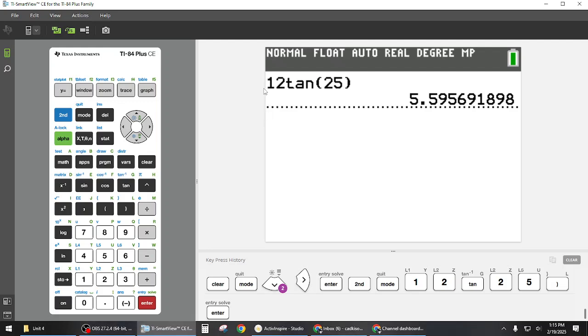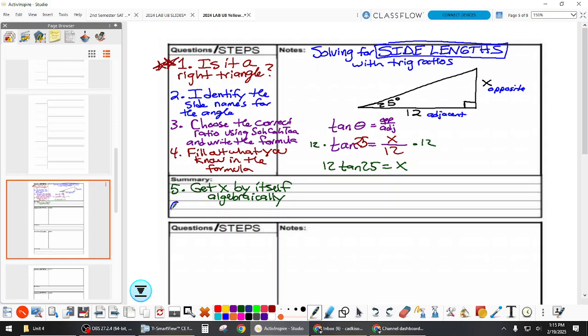All right, so 5.9, let's just call it 5.6, shall we? Okay, so last step. Didn't want that color, hold on. I'm going to put in here in big capital letters, make sure it's in degrees. Okay, so we get x was 5.6.